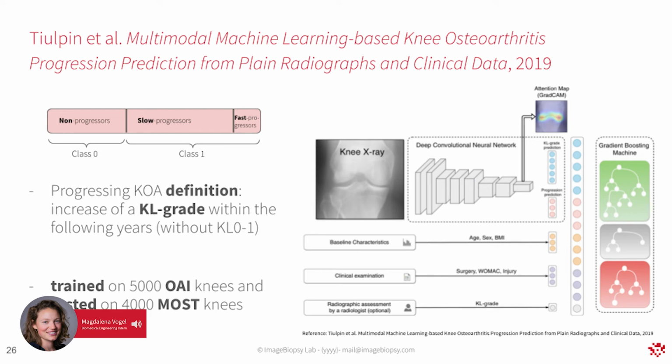And the technical approach can be seen on the right side. So they used the knee X-ray as the input of the convolutional neural network to predict the KL grade and the progression. And they as well added the numeric data, which was age, gender, and BMI, and as well information about previous surgery and injury. And as well the KL grade, which was assessed by a radiologist. And here they used the gradient boosting machine to classify.